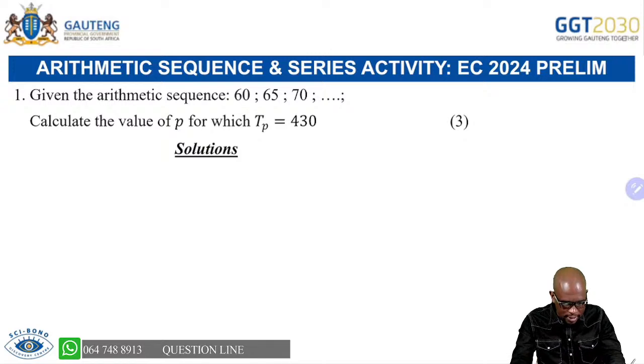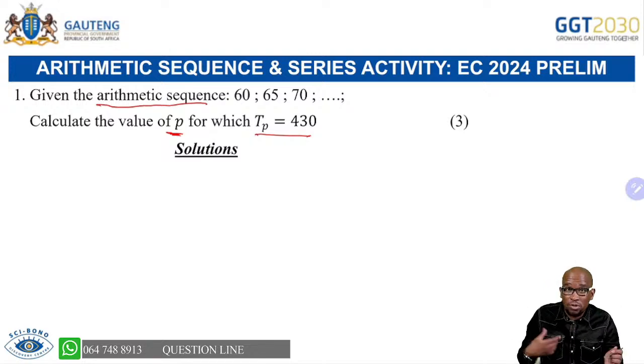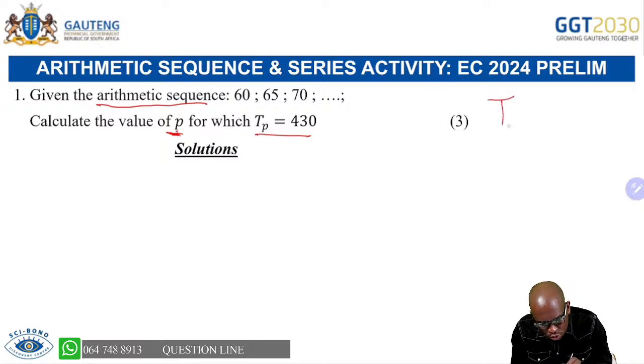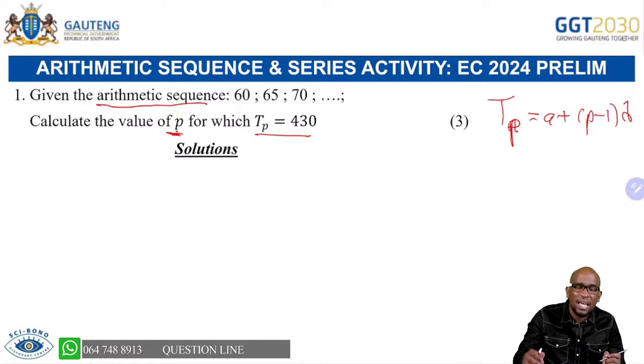Hello and welcome back. Right, let's look at this question. I hope that you are able to solve this with ease. You want the value of P for which TP is 430, and you are given an arithmetic sequence. That's very important: you know the sequence is arithmetic. They are using P instead of N, so this should be A plus P minus 1 D. We're just replacing N with P.